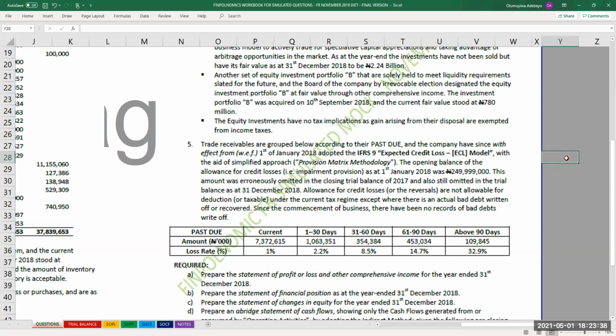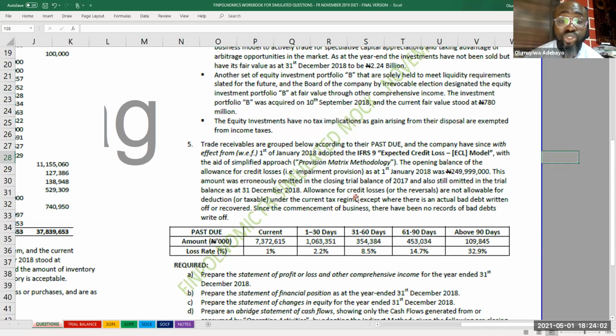249,999,000 naira. This amount was erroneously omitted in the closing trial balance of 2017 and also still omitted in the trial balance as at 31st December 2018. Now, let's stop at that point first. Let's stop at that point. What is the implication of that omission to your financial statement?